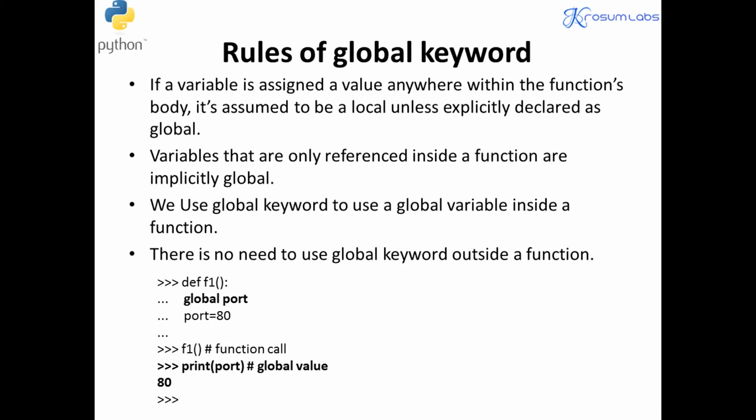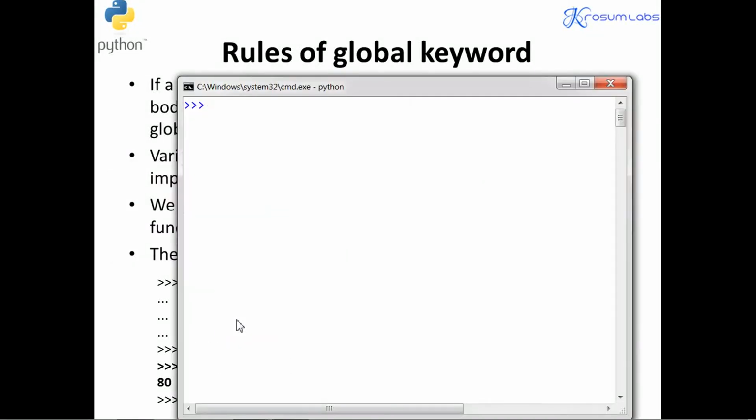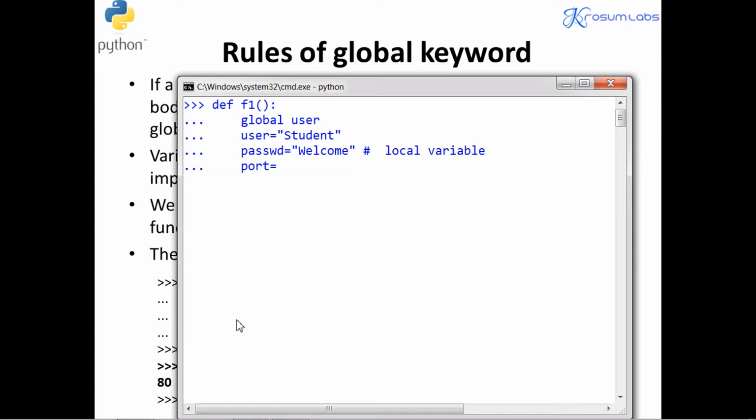Okay. So that is accessible in all other subroutines. You can see this example in the global. If I write function 1, I'm using the global keyword user. Then say this user value is student, and I'll create one more variable, password welcome. By default it will be a local variable, and port I'll put 80. This is also a local variable. We can access it inside this function. When you print password, user global, we can access it.